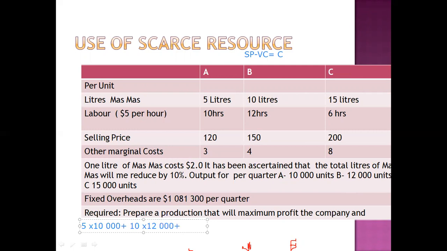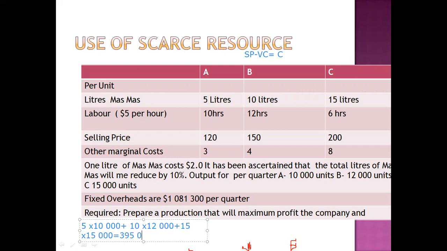Plus, we want to calculate how many liters you require in total. Then for C, we need 15 liters. We multiply 15 by how many units do you require in total? 15,000. Okay, let's multiply this one. You see that the total will be like the one that I got there, right? It's 5 times 10,000 plus 10 times 12,000 plus 15 times 15,000. Okay, this is 395.